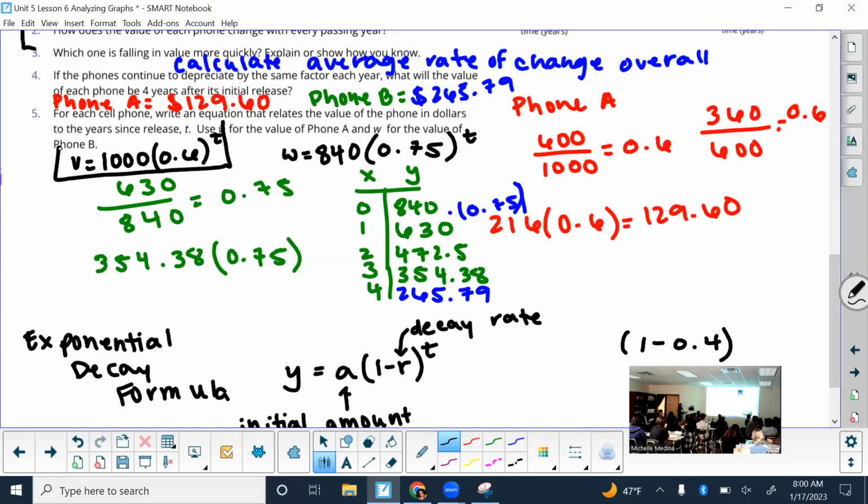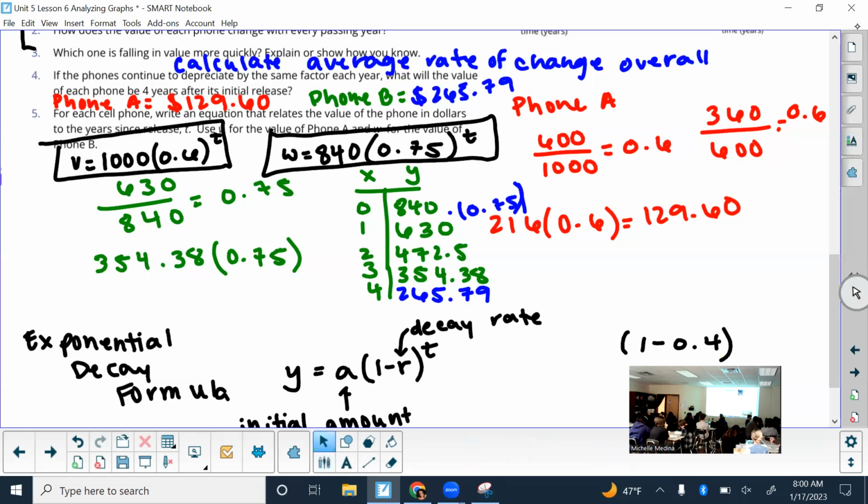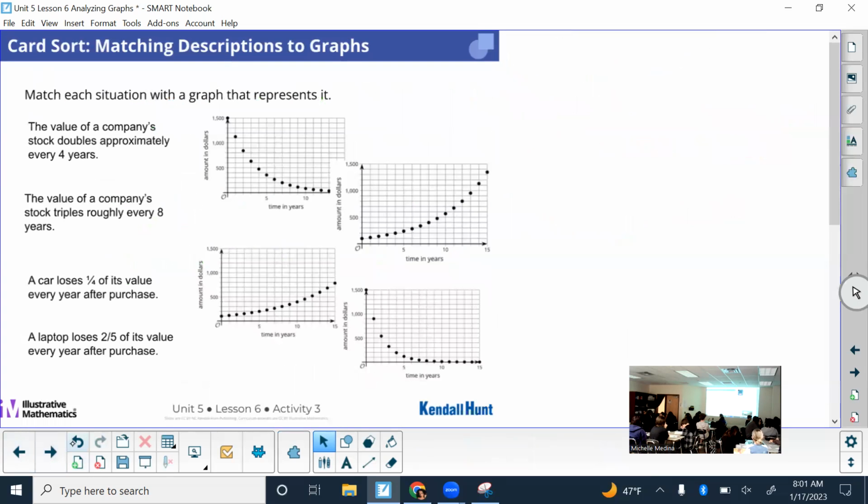Any questions on that? So your starting amount times your common ratio to the t power, t being for time, since how much you have will change depending on what time you look at. All right, good. Any questions? All right, we're almost done.